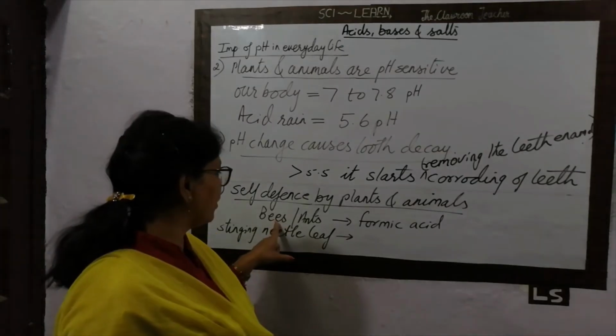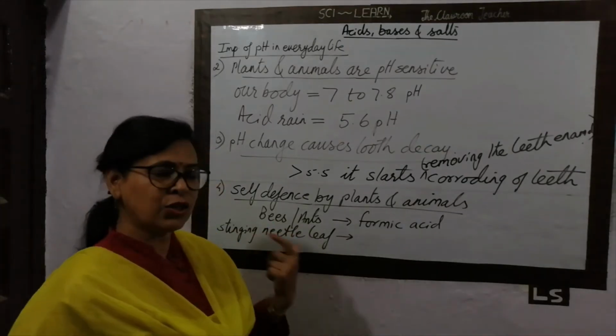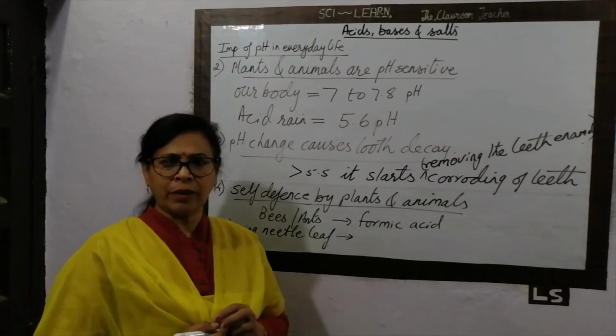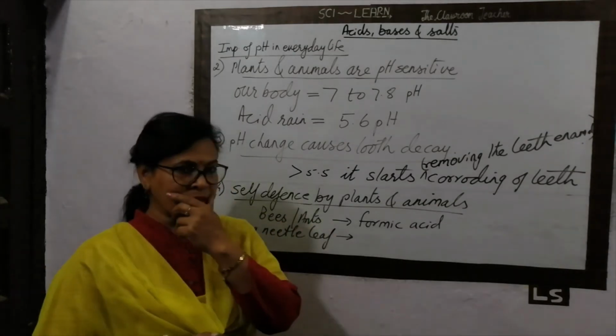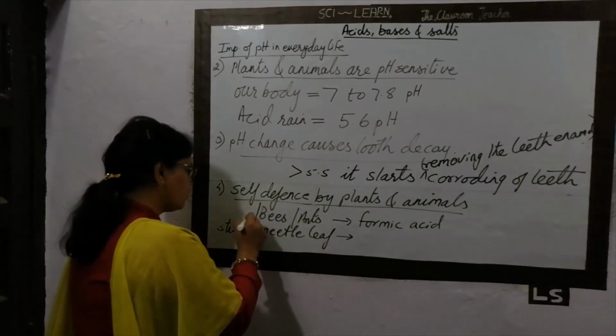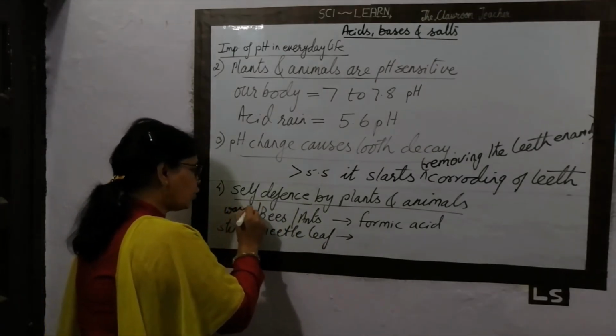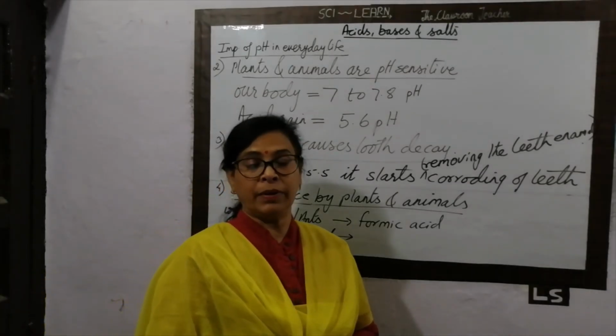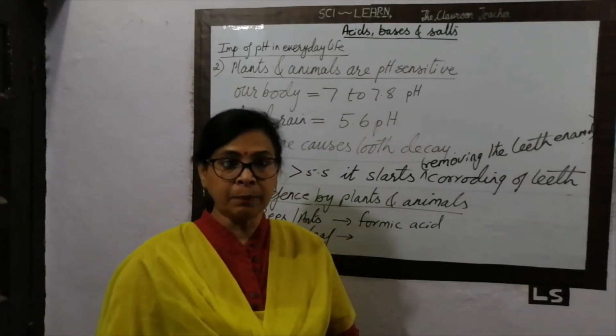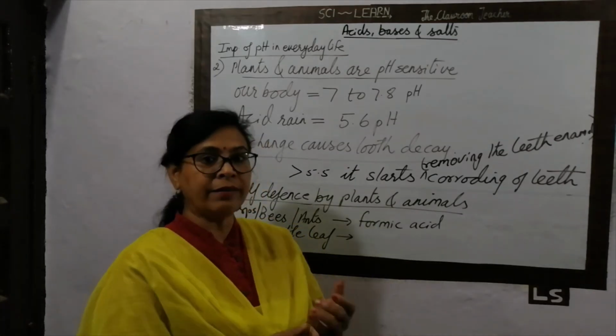Now what is the remedy for bees and ants? As I told you, the remedy is simple. If any bee, ant or wasp has bitten you, all you have to do is take baking soda. Baking soda is a substance present in our kitchen. Take the baking soda and rub it at that place.